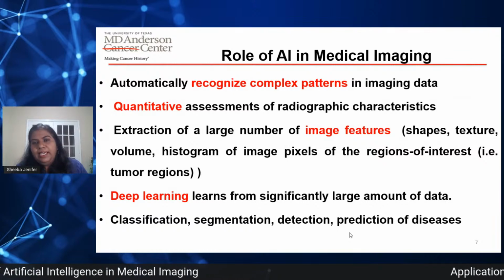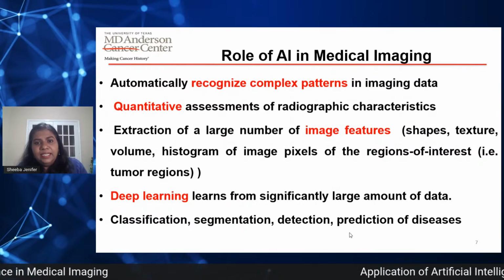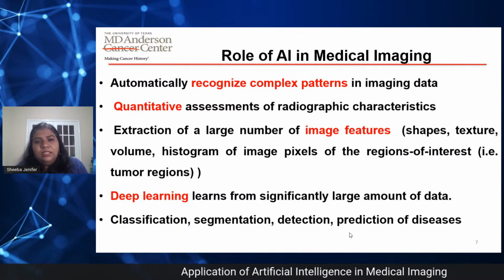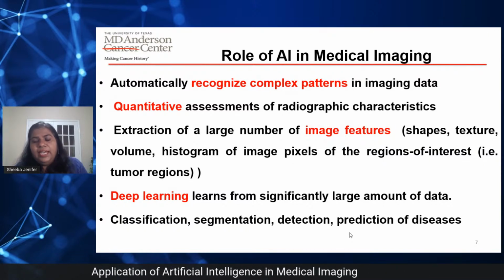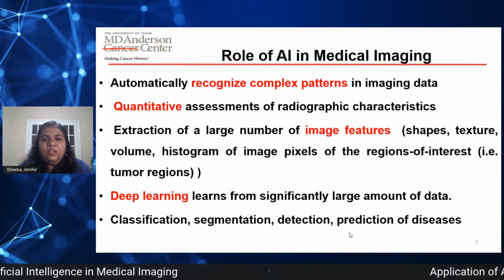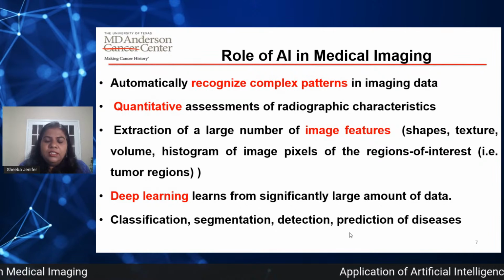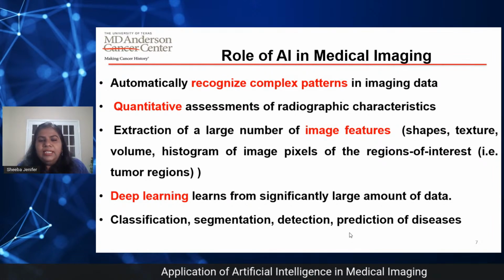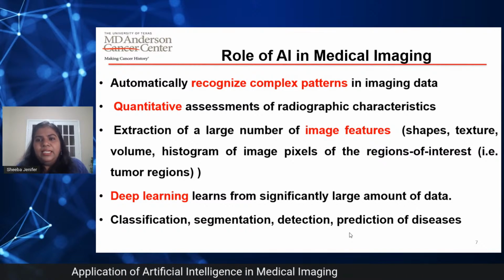So what is the role of AI in medical imaging? As I said, medical images are a rich source of information, but it is very tedious for any human or a radiologist to go through all the scans and read or interpret those images. So we need automated systems like AI to automatically recognize complex patterns in imaging data.